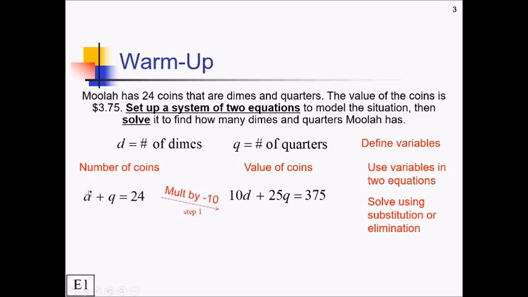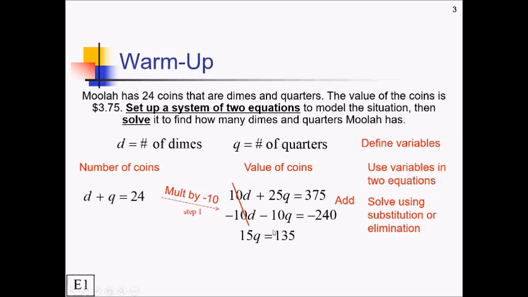That gives me a negative 10D, which will now cancel out with the 10D from my second equation. And then everything else gets multiplied by negative 10. So we have negative 10Q equals negative 240. And at this point, I just add these together. So that cancels out those D's. 25Q and negative 10Q gives me 15Q. And then 375 minus 240, that's going to be 135.